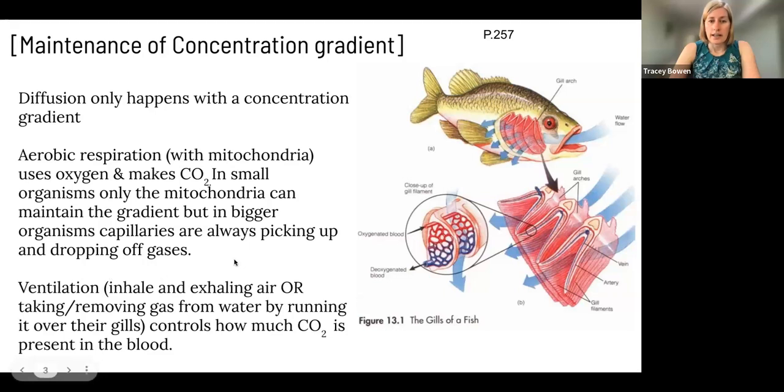Ventilation is the inhale-exhale process, and if you're a terrestrial organism, you're breathing in and out in the air, but if you are an aquatic organism, you're removing gases from the water by running it over the gills. So you can see gills here, they have capillaries here. So the carbon dioxide is going to diffuse out into the water, and oxygen is going to diffuse in. As a byproduct of that, organisms need to have a fair amount of oxygen in their water so that they will be able to get enough oxygen to sustain their bodies.